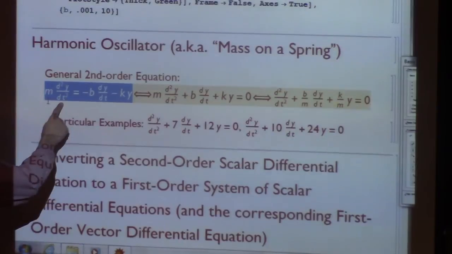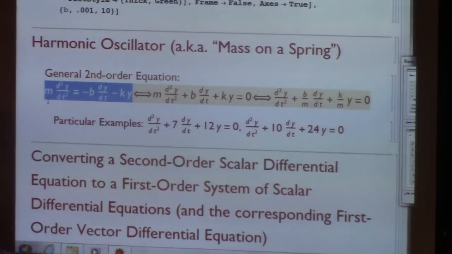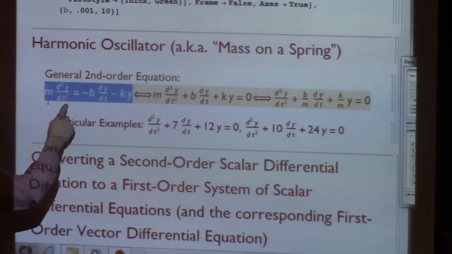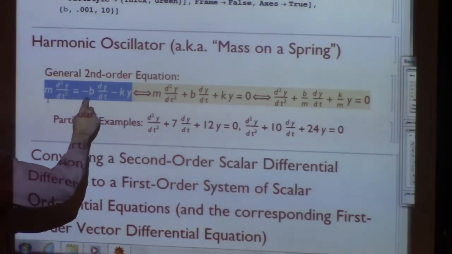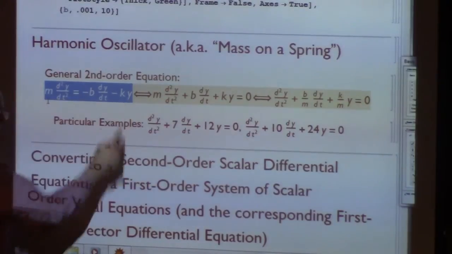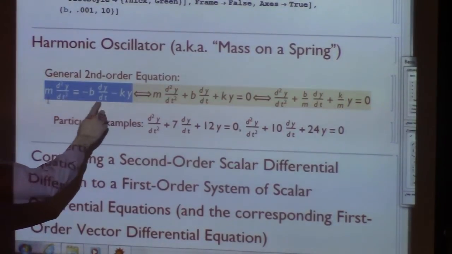It is a second order differential equation because you've got a second derivative there. You're after a function y as a function of t such that the mass times the second derivative of y is always equal to negative b times the first derivative minus k times the original function for all t. Again, there's t's in the background here. You don't see them except down here.